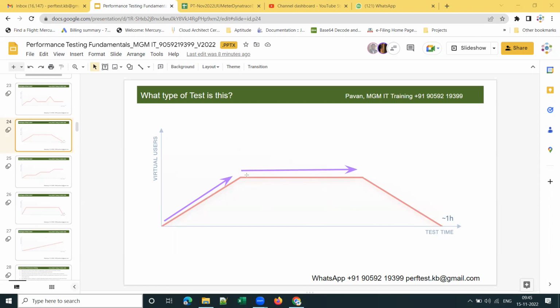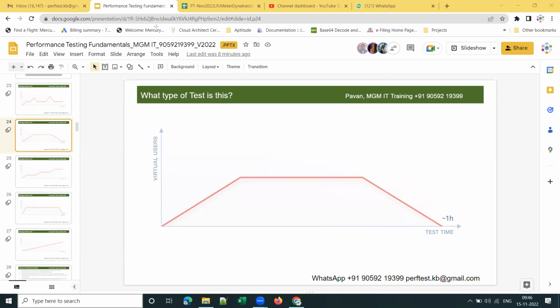Steady state means there is no change in the user load. From here to here, there is no change in the user load. That period is called the steady state period. And this is called ramp down. Ramp down. And if you observe here, it is mentioned as 1H, means 1 hour. So this graph best represents a load test.